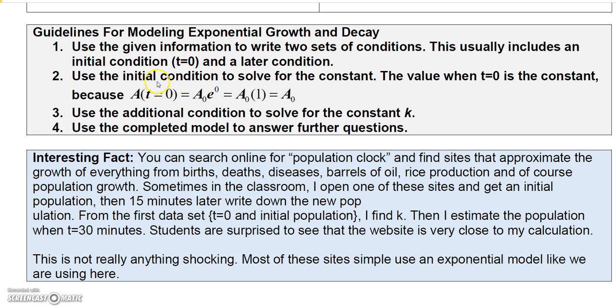And then use the initial condition to actually solve for the constant. So the value when t equals 0 is the constant. Since I'm telling you that when t equals 0, that's going to give you that constant, a naught or c or p naught or whatever we're using for that particular variable. And then use the additional condition to solve for the other constant, the k, the constant of proportionality. And then use the completed model to answer further questions.